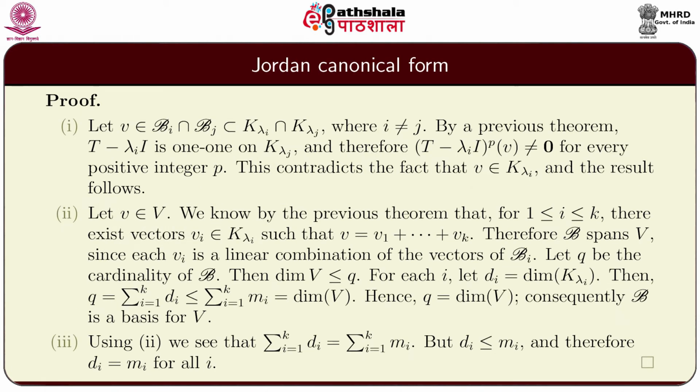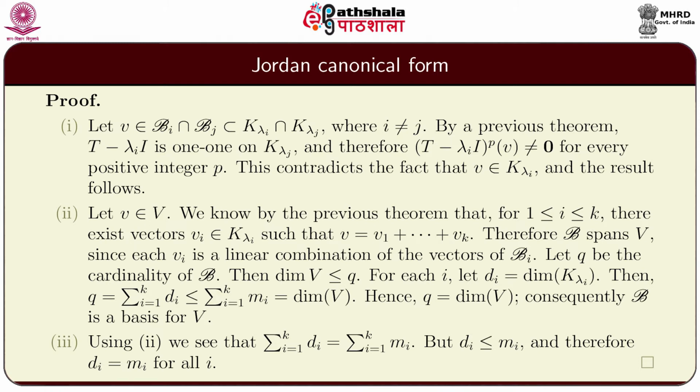Proof: let v be a vector which is in the intersection Bi intersection Bj, and that is contained in K_λi intersection K_λj for i not equal to j. By a previous theorem, T minus λi I is one-to-one on K_λj, and therefore (T − λi I)^p of v is not 0 for every positive integer p. This contradicts the fact that v belongs to K_λi, and the result follows.